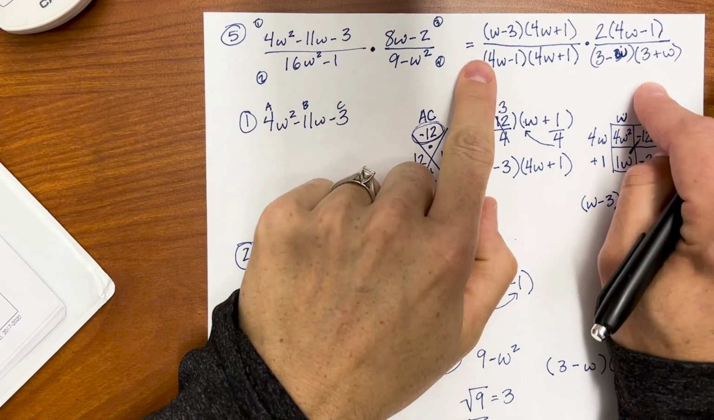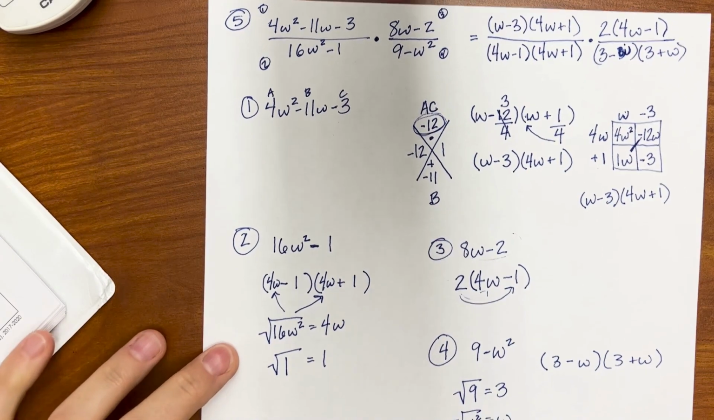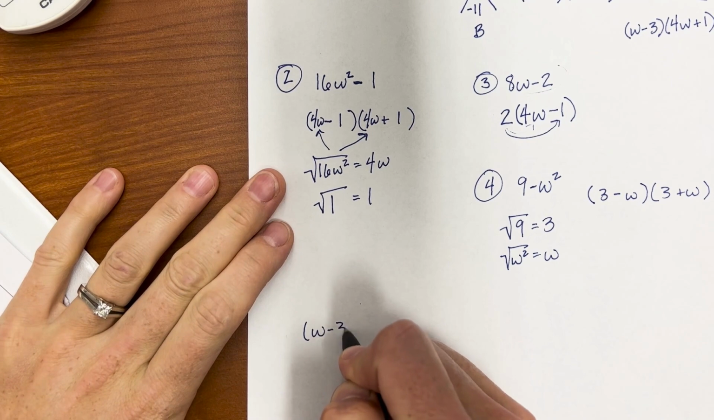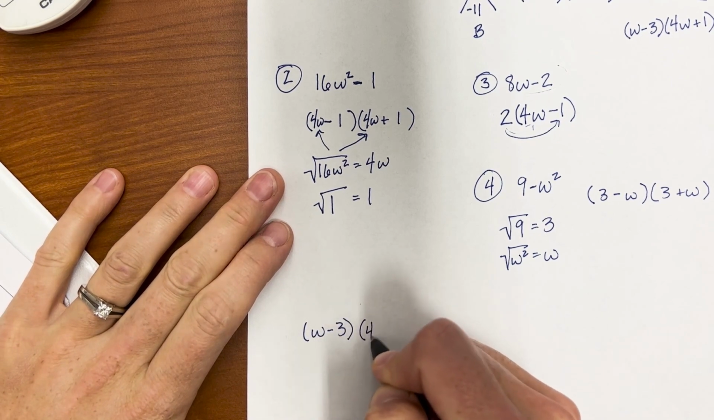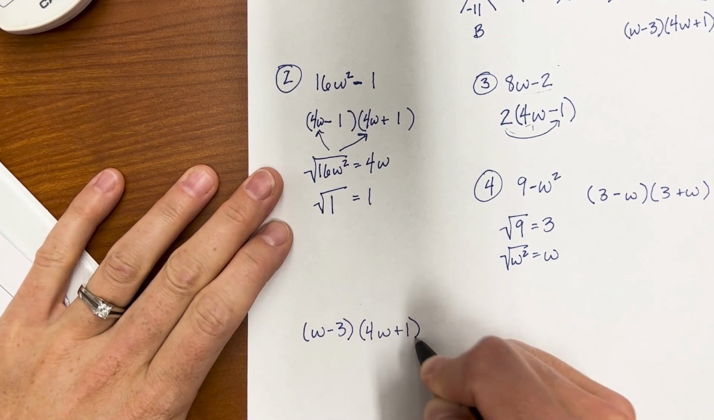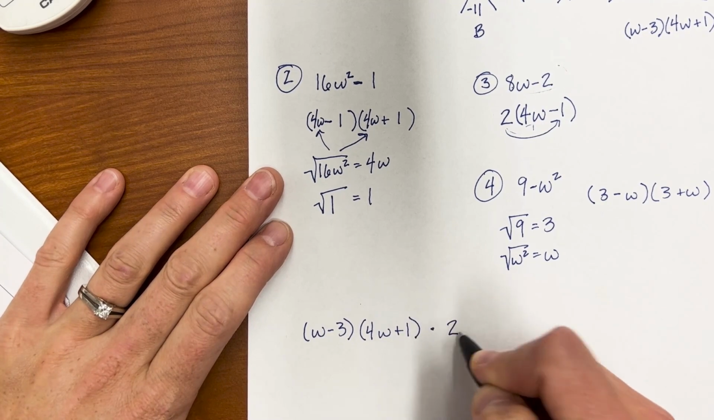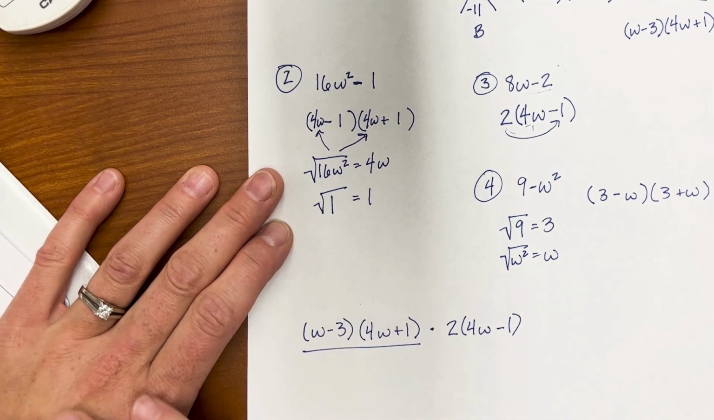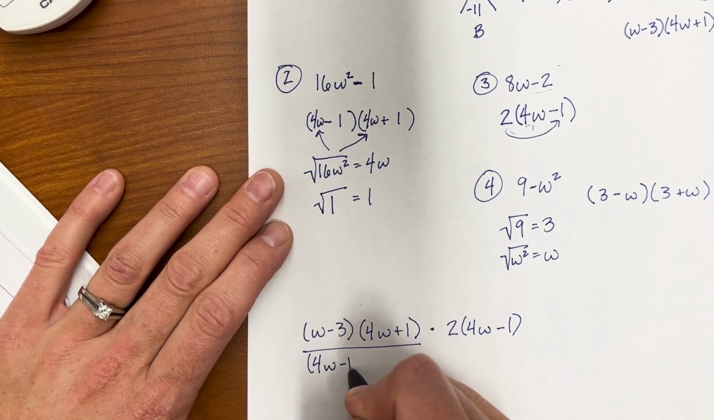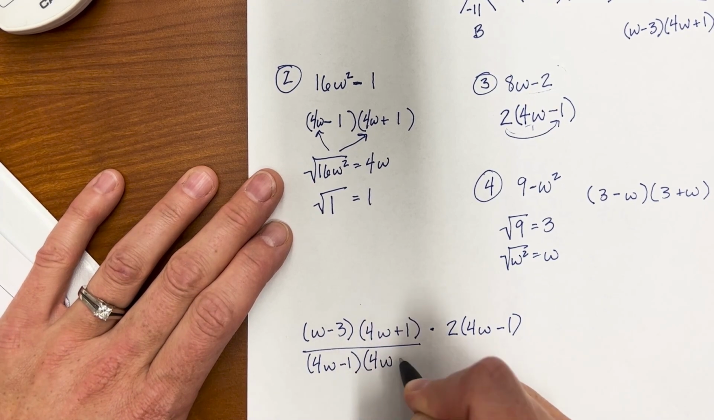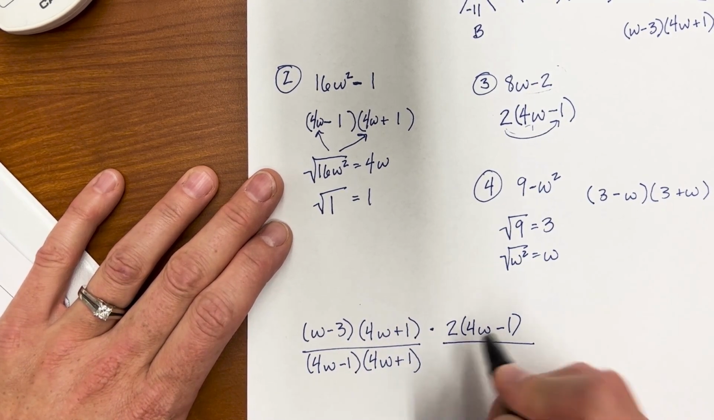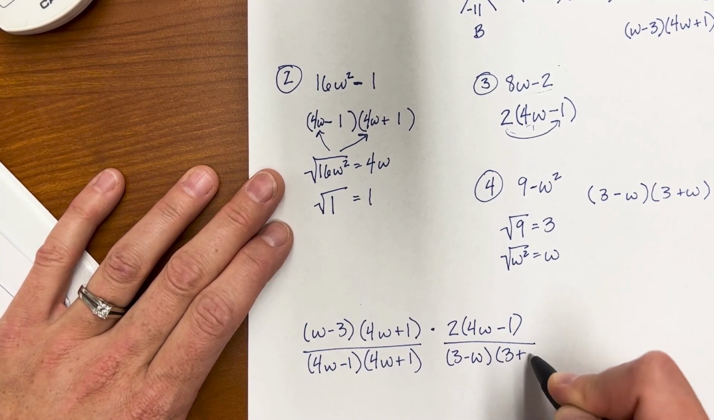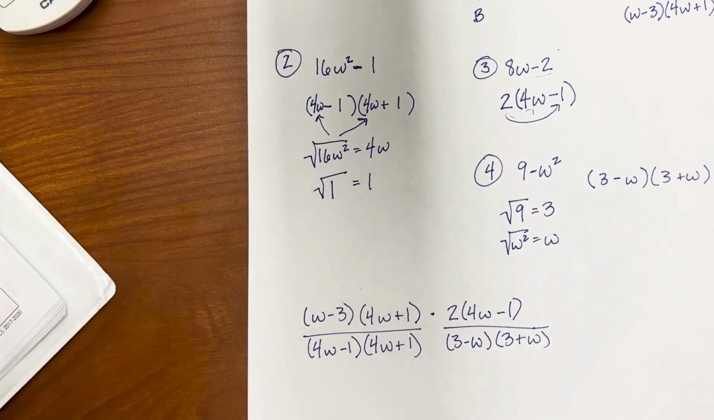Okay, so I'm going to go ahead and rewrite this down at the bottom so I have a little more space to work with. So I have w minus 3, 4w plus 1, times 2 times 4w minus 1, over 4w minus 1, 4w plus 1, over 3 minus w and 3 plus w. This is where the fun happens.